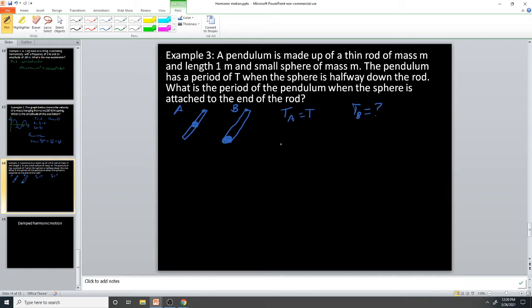So these are not simple pendulums. The mass is not all at the end, even in the second case, B. So what do I need to do? Well, we know that the period of a pendulum is 2 pi square root of I over R m g. And I want to be very clear, this R right here is the location, the radius, of the center of mass.